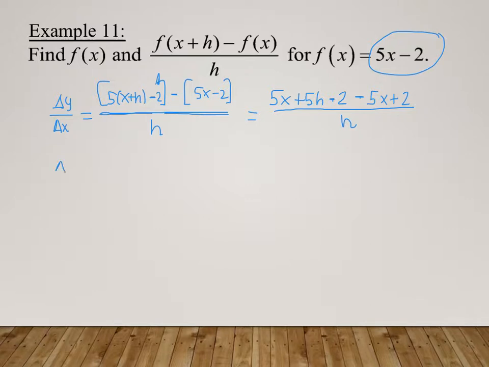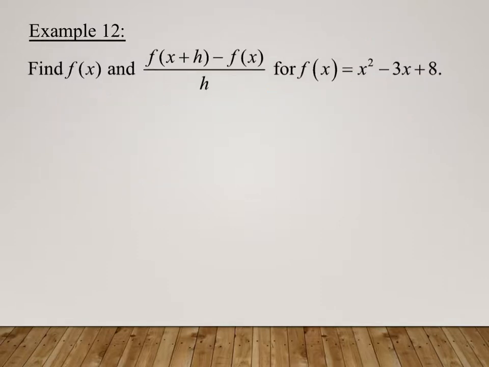So now the change in y over the change in x is going to be, notice what happens here. The 5x's cancel and the 2's cancel, and I'm left with 5h over h, which is just 5. So the difference quotient for this function is just 5.